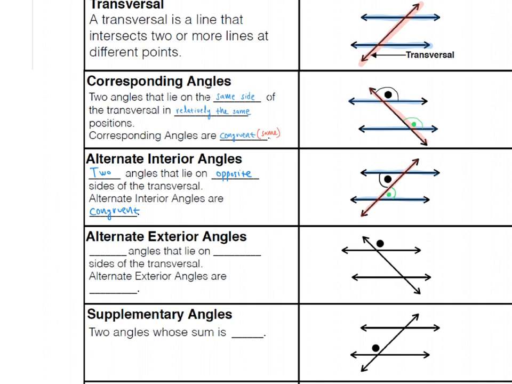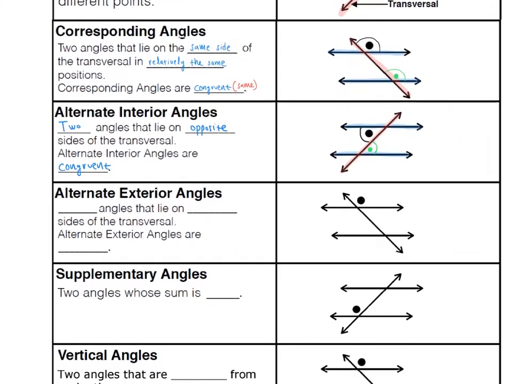We have two acute angles. They're both less than 90 degrees. But because we understand this relationship now, we know that those are actually the exact same angle. They're exactly the same. All right, from there, let's define alternate exterior angles. Alternate exterior angles are two angles that lie on, again, opposite sides of the transversal, and they are also congruent. Okay, so the only different, operative word here is exterior.